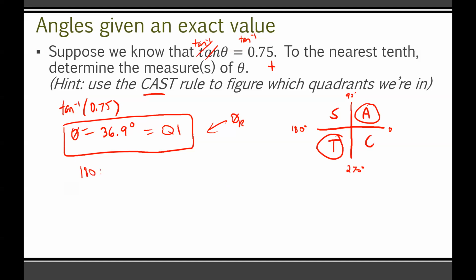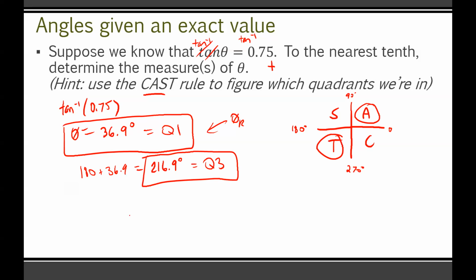So 180 plus 36.9. And I just want to be totally sure, so I'll throw in my calculator as silly as it seems. Yeah, it's 216.9 degrees. That is our quadrant 3 answer. So those are our possible measurements of theta, such that tan theta equals 0.75.